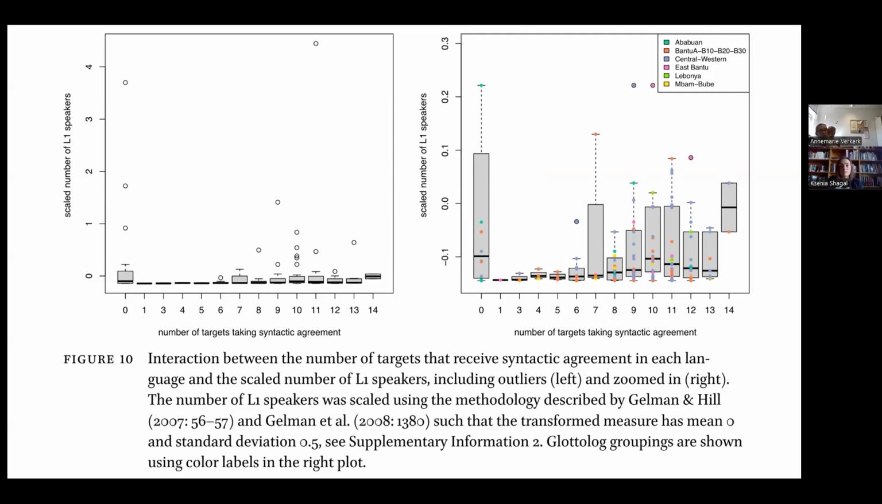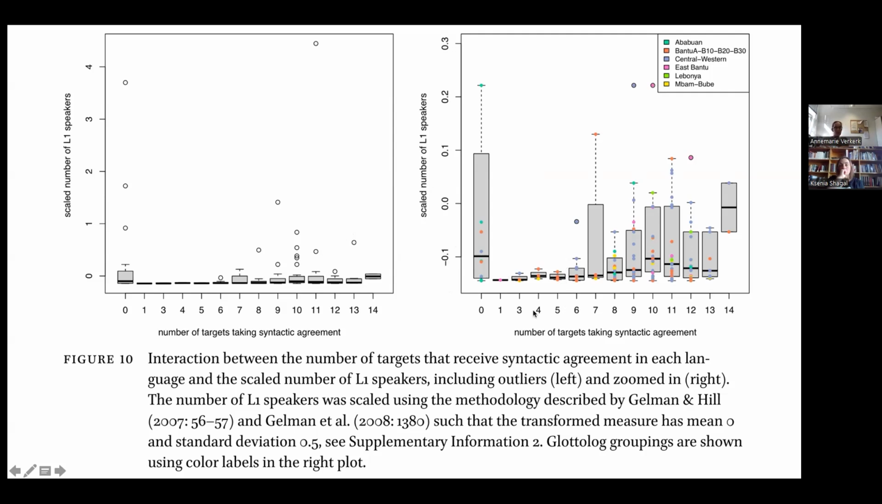So what happens is that I showed you this effect that we had, but it seems to be triggered by the difference that you can kind of see here, right? So it looks like languages that have no targets that take syntactic agreement have a higher number of L1 speakers than languages that take a couple of targets, right? So this is a zoomed in version. On the right, we have the zoomed in version of the plot on the left. You can see how pronounced that is here, right? And this basically seems to trigger this entire effect.